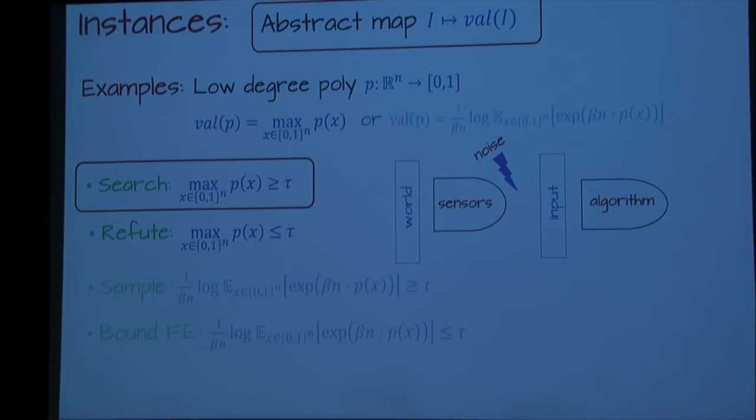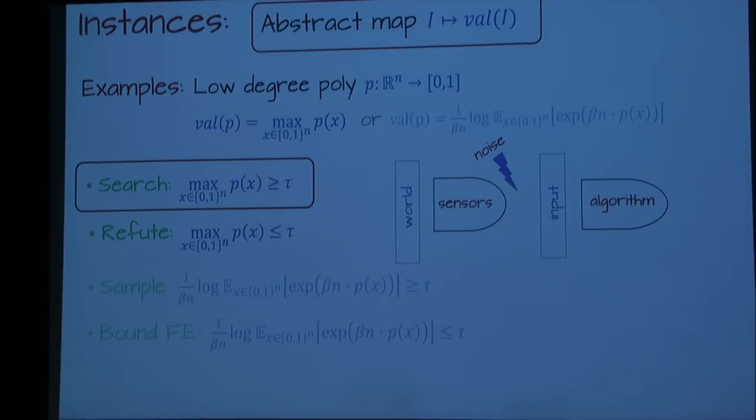And you can also think, and I'll put it in gray because I will not focus on this in this talk so much, but I think it's quite possible that eventually the theory will be cleaner if you talk more about sampling and problems where the value, rather than the maximum, is kind of like a partition function, like a sum.